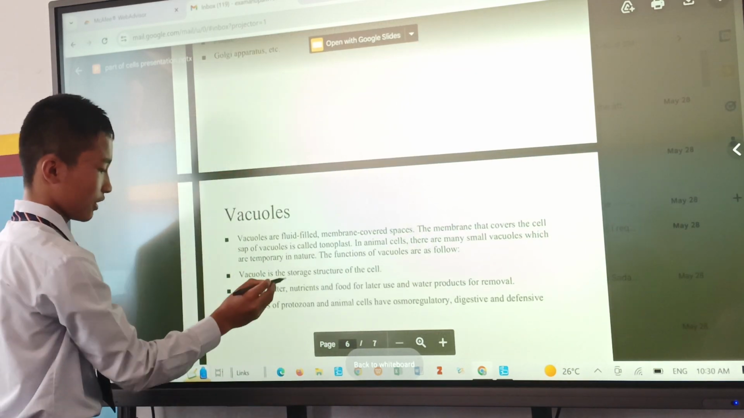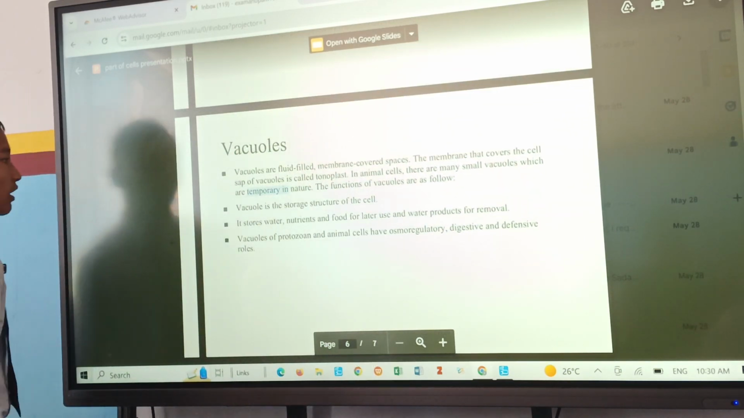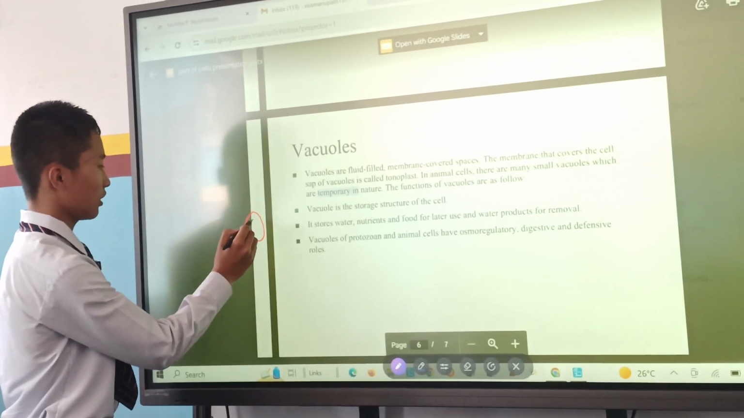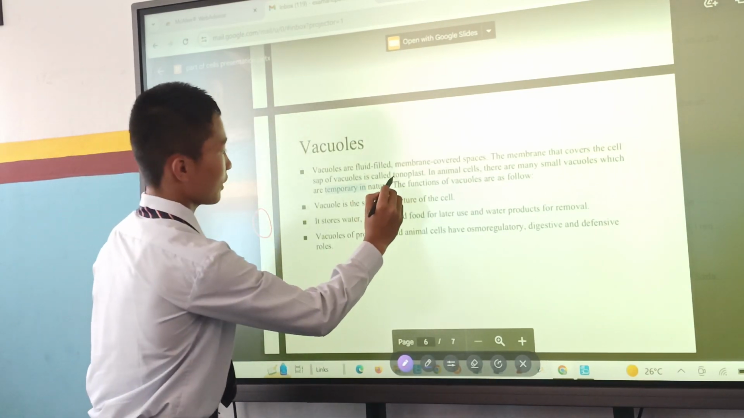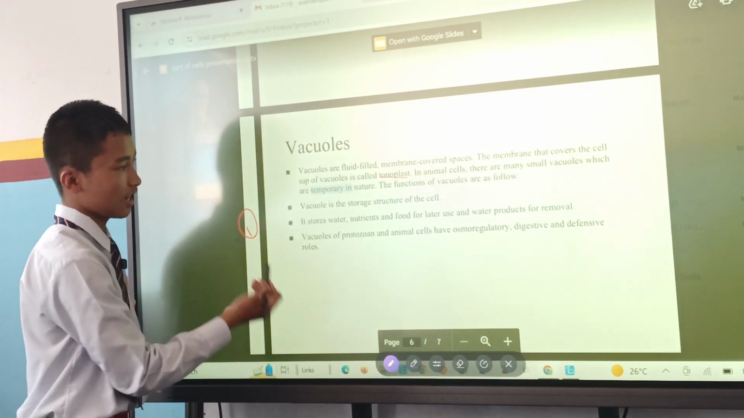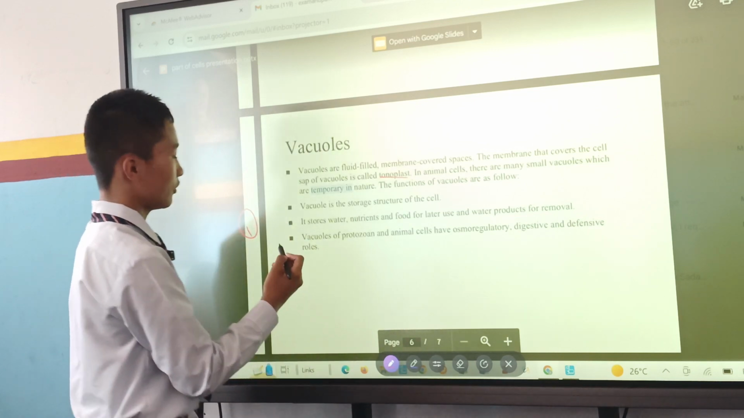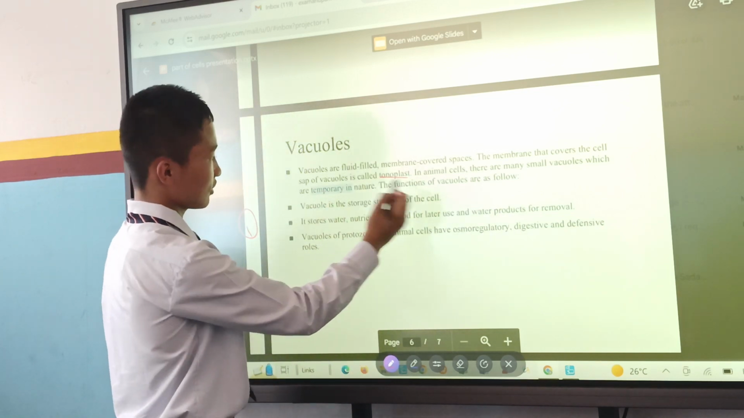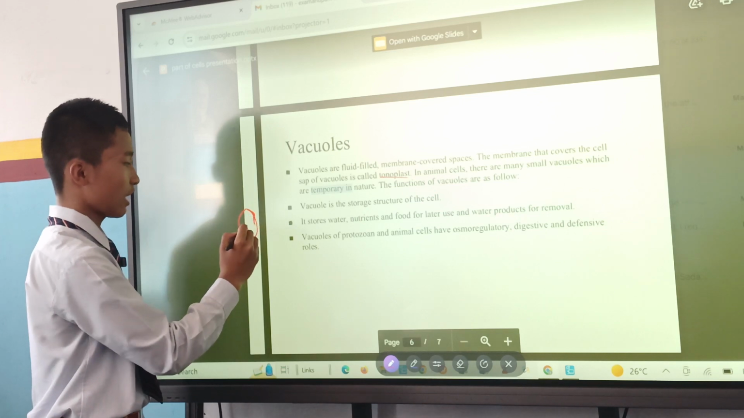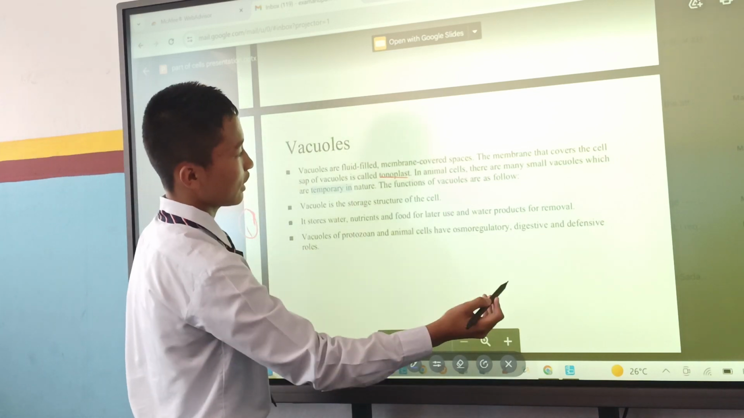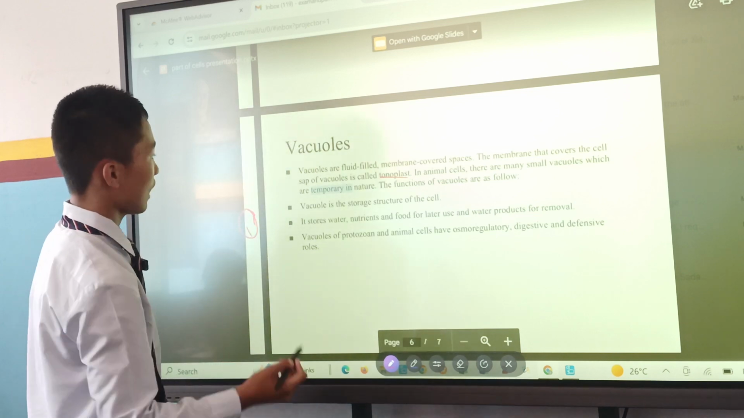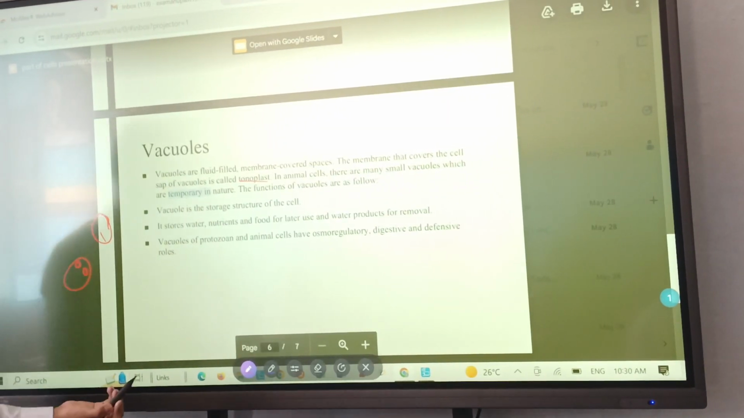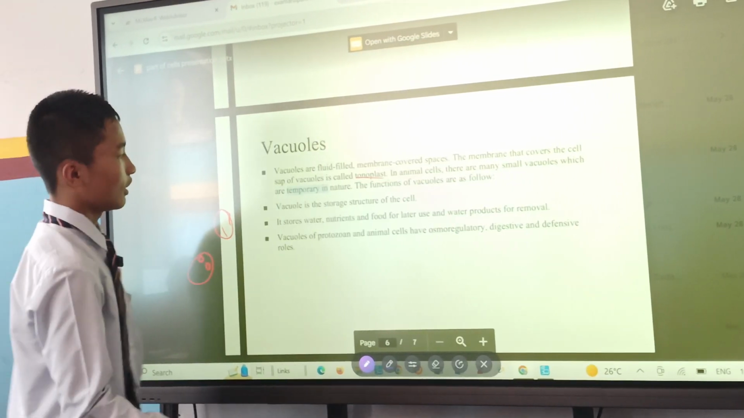My next slide is about vacuoles. Vacuoles are fluid-filled, membrane-covered spaces. It means that a vacuole is circular. The outside is called the tonoplast, and the inside is called cell sap. Vacuoles are filled with cell sap. The membrane that covers the cell sap of vacuoles is called the tonoplast, as I just said. This is the tonoplast, the outer layer of the vacuole. In animal cells, there are many small vacuoles which are temporary in nature.